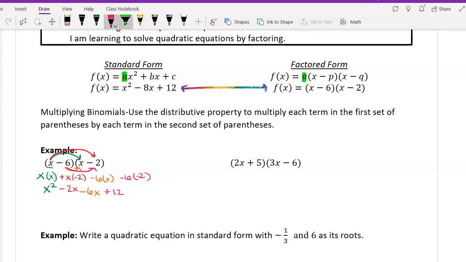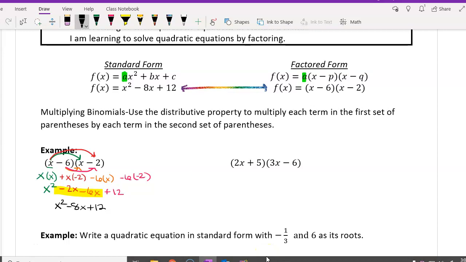So we can simplify this just a tad bit more. If you realize, these middle terms, negative 2x and negative 6x, actually do simplify. So what we get as a final answer is x squared minus 8x plus 12, which, if you realize, is that exact standard form. So here we just went from factored form to standard form. You can work backwards from each.